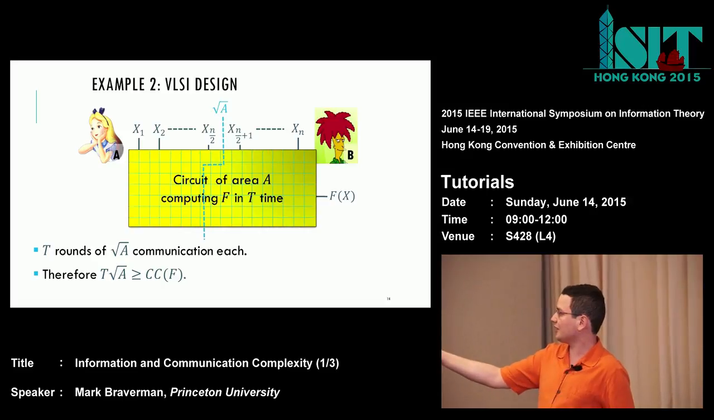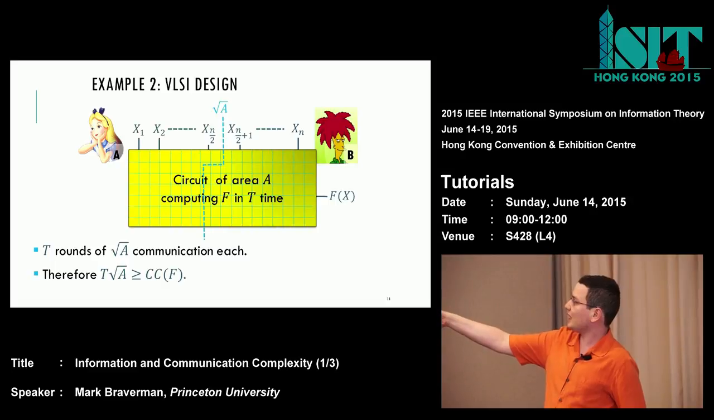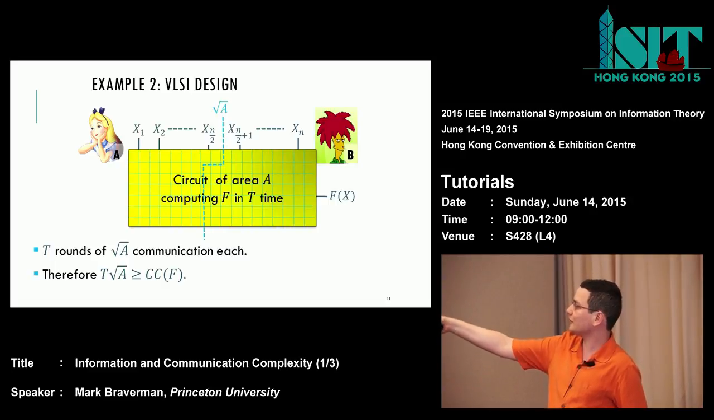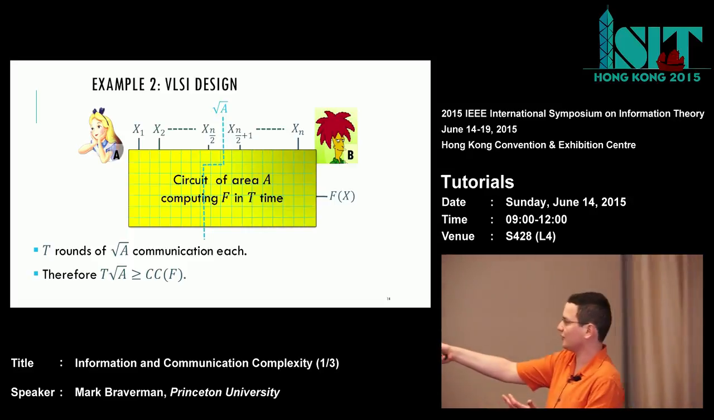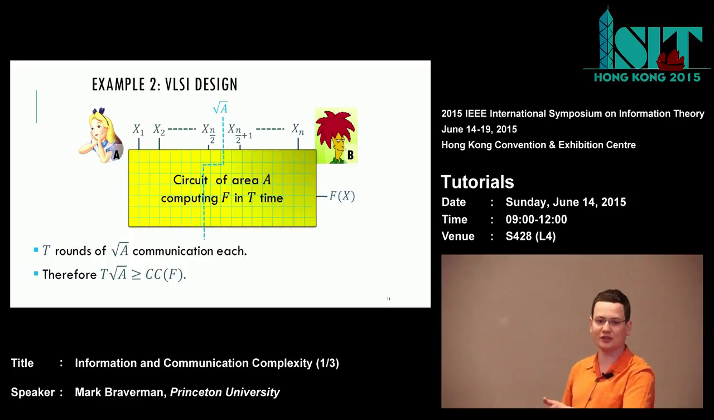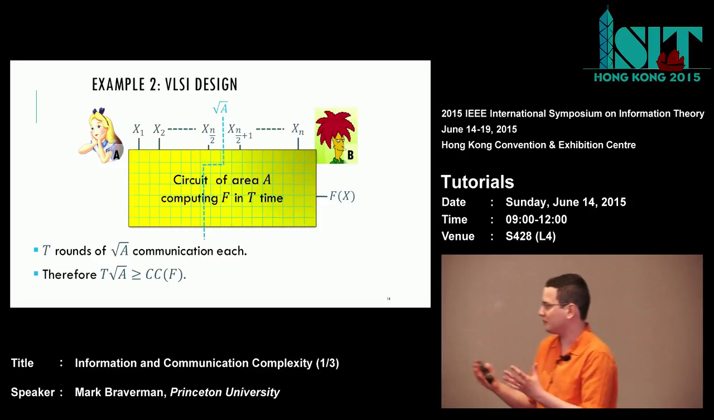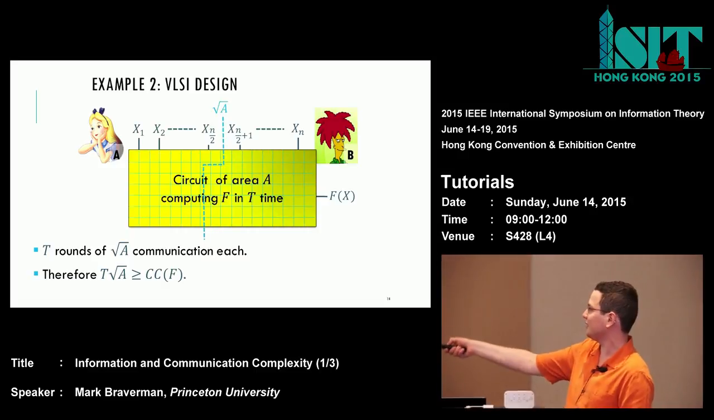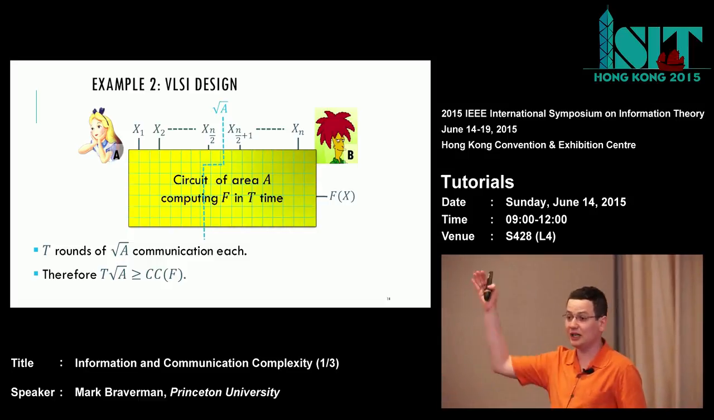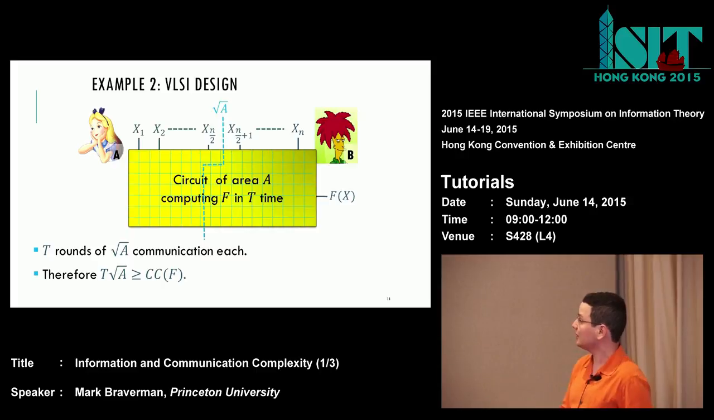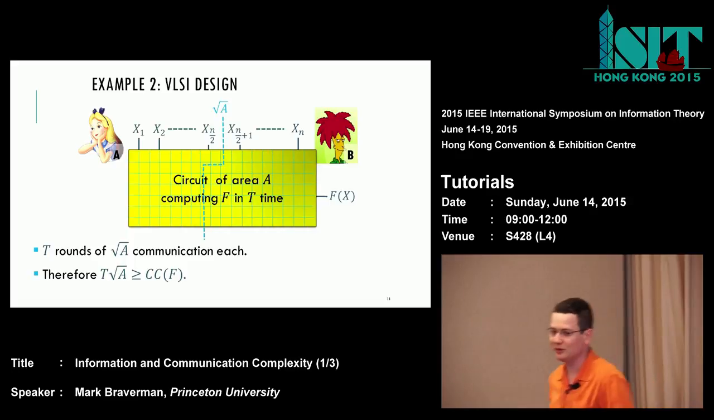So we have the circuit. If it has area A, then it's possible to find a cut in the circuit that cuts the inputs in half and has only root A surface area. So essentially, if the circuit is rectangular, cut it along the shorter edge. If it has a fancier shape, then it requires a little more effort. But basically, you can find a cut that only cuts root A wires at most. Now give the left side of the circuit to Alice, the right side to Bob.